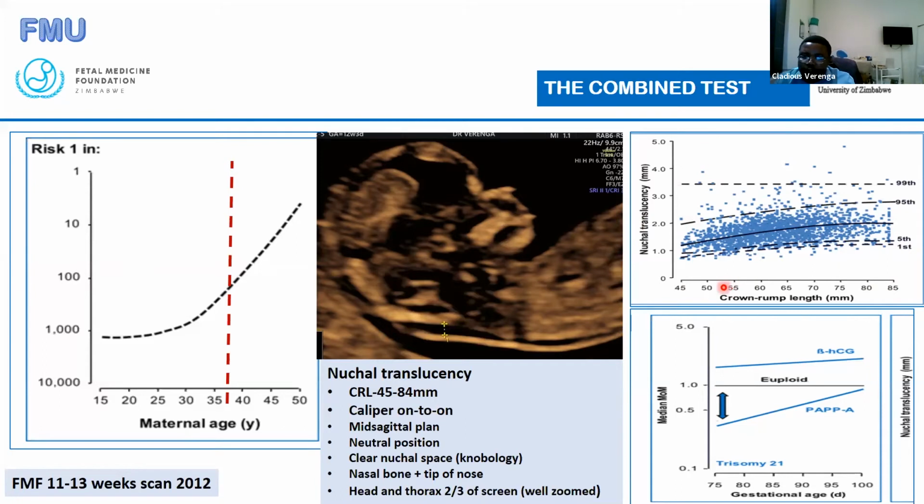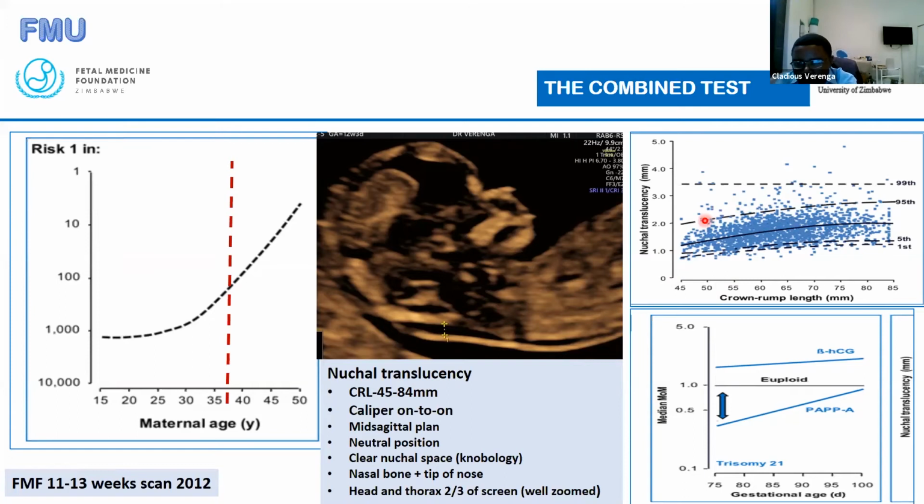This therefore means that you cannot give an arbitrary value and tell a woman that your nuchal translucency is above 2, is 2.8, so it is normal because it is less than 3. It is not correct. You have to plot the nuchal translucency on the crown rump length nomogram to know whether it is within the normal range or not. Most modern machines will plot this for you on the nomogram.